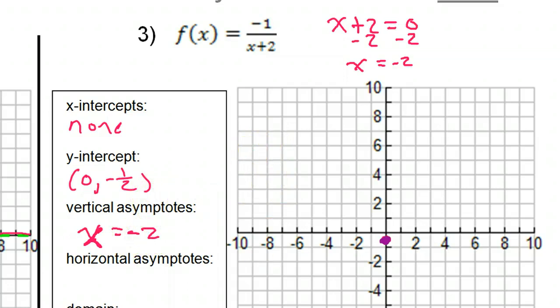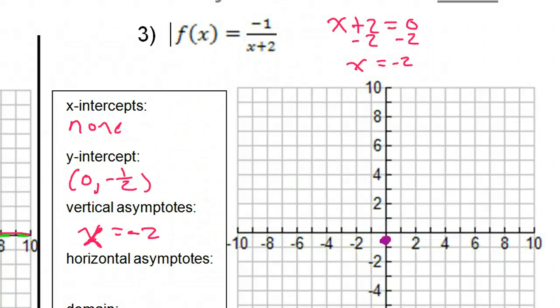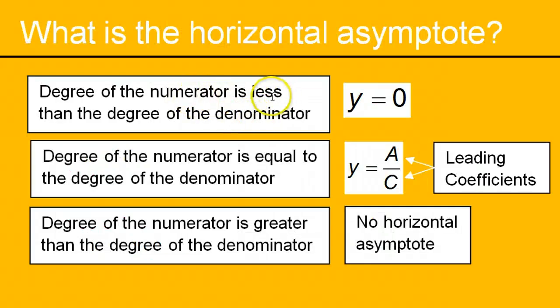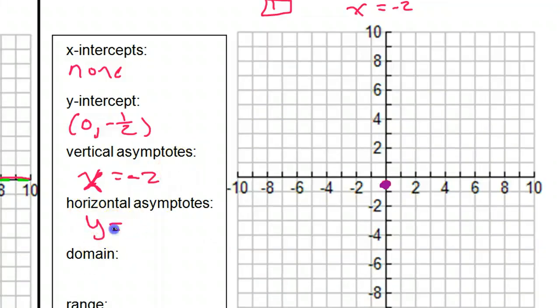Horizontal asymptotes. We have to look at the degree and see whether the numerator degree is less, equal, or greater than the denominator. Well, if you watched the last problem, the numerator degree is 0 because it's just a constant. The denominator has degree 1. So the degree of the numerator is less, and in that situation, the horizontal asymptote is always y equals 0. So let's go ahead and graph these asymptotes. All right, there it is.